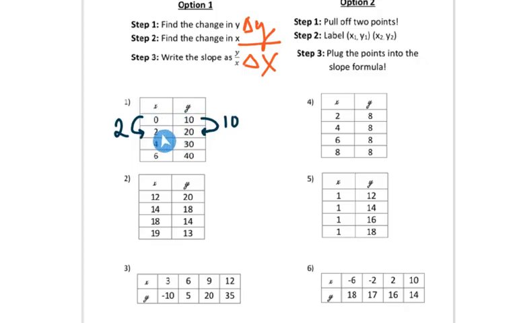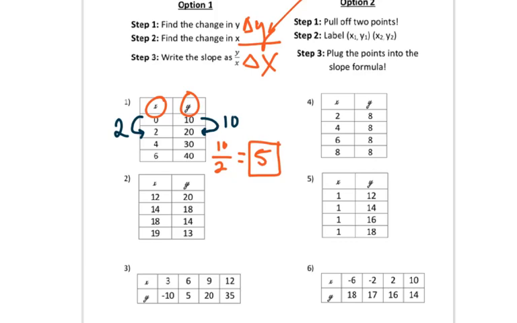That's a point. That's a point. So I can find the change of y over the change of x. 10 divided by 2, because the change in y goes first, 10 over the change of x. 10 divided by 2 is the number 5.